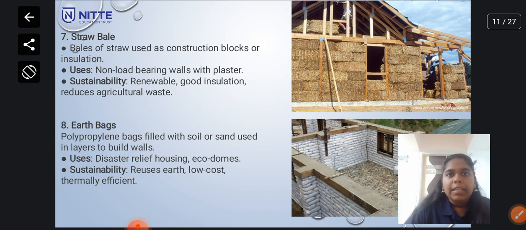Seventh one is straw bale. This is a bale of straw used as construction blocks or insulation. These reduce agricultural wastage. Eighth one is earth bags. These are polypropylene bags filled with soil or sand used in layers to build walls. These act as disaster relief housing, etc. And these are low cost and also thermally efficient.